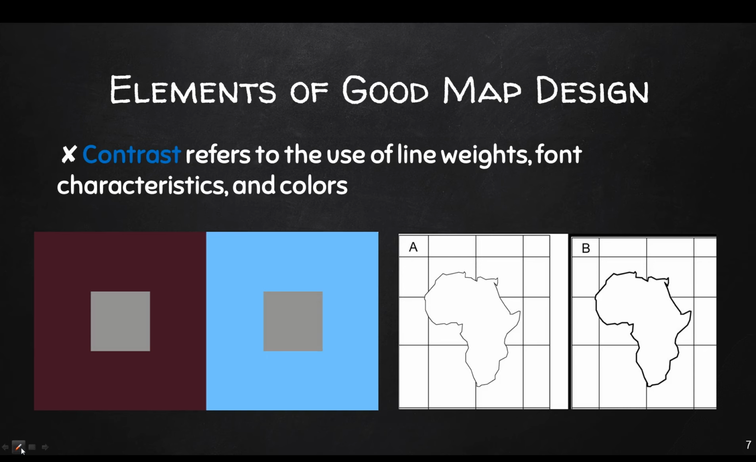Contrast refers to the use of line weights, fonts, characteristics, and colors. So we can look at some of these visual contrasts on the left with the boxes, and they have contrast. The little gray box kind of pops out. And then if you look at the Africa in A and B. If you look at A, the outline blends in with the graticules in the background, the squares. So if you can make that line weight a little thicker, a little bolder, it's going to stand out more. You're going to have better contrast from the background. Kind of a sense of figure and ground.